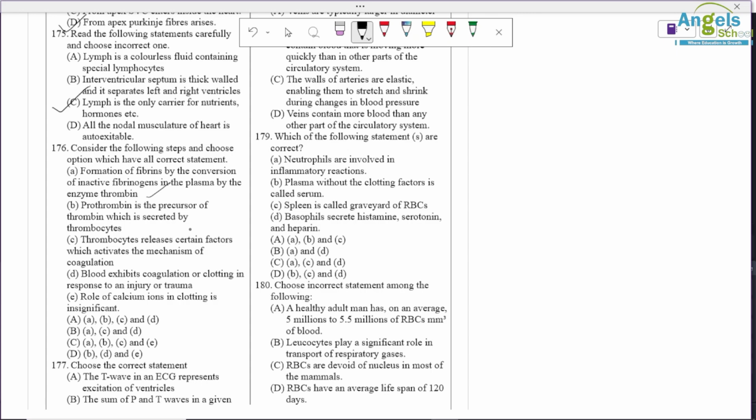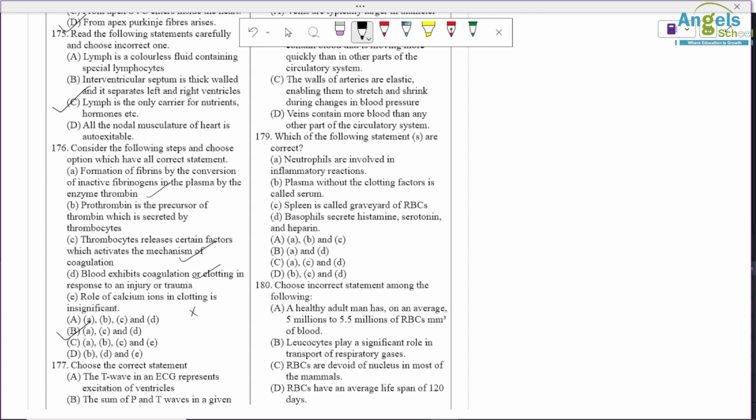The thrombocytes release certain factors which activate the mechanism of coagulation. So again correct statement. Blood exhibits coagulation or clotting in response to injury or trauma. So correct statement. Role of calcium ion in clotting is insignificant. So it is a wrong statement. So correct options are A, C and D. So here B is the correct answer.